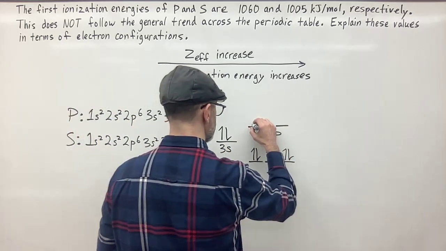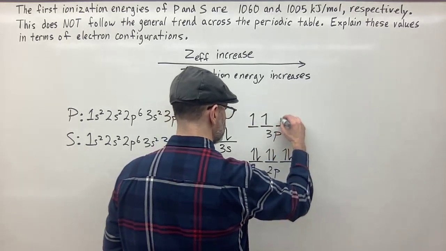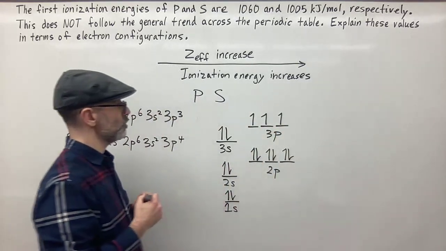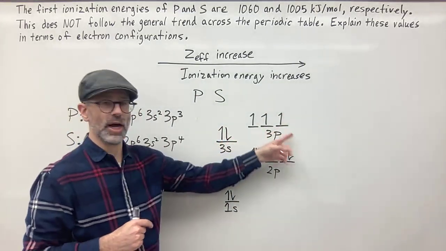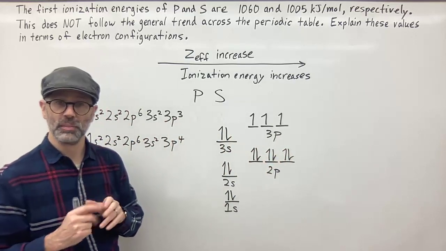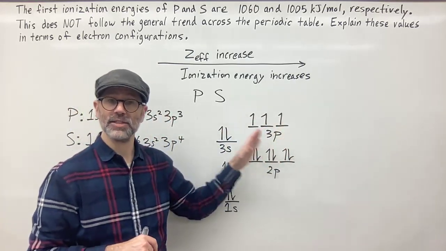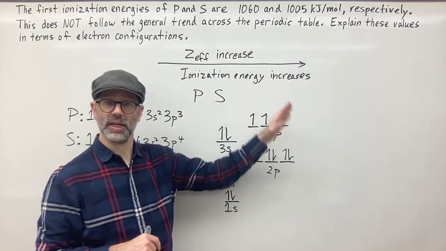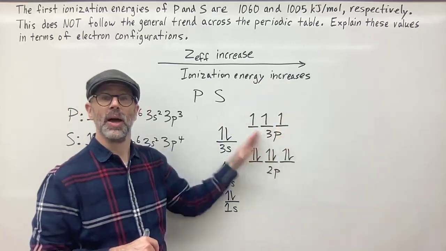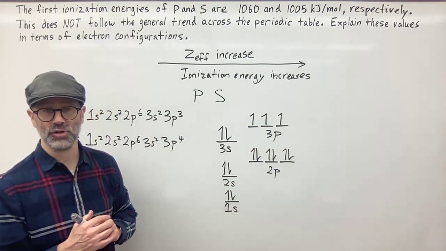So here you'll see that for phosphorus, I have 3 electrons in the sublevel. So each of the 3 electrons will have its own orbital. You're not going to pair them up. This structure here has good stability. So this is going to be more stable than if we start pairing up electrons.